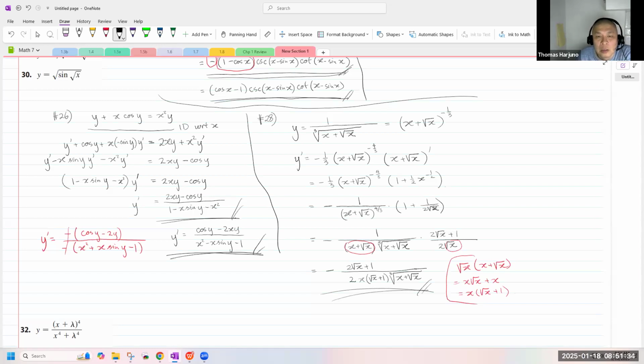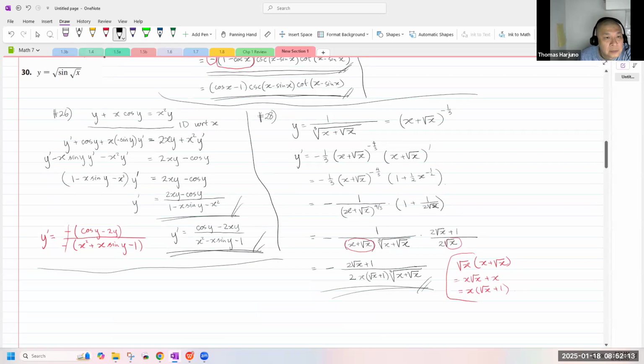Of course, you may ask this question: how do I know during the test that I need to go that far? I have to be honest, if you can go as far as here, I'm happy enough. But I will definitely tell you to simplify further, simply because this is actually something we can simplify. Now that's for number 28. Let me go on further.